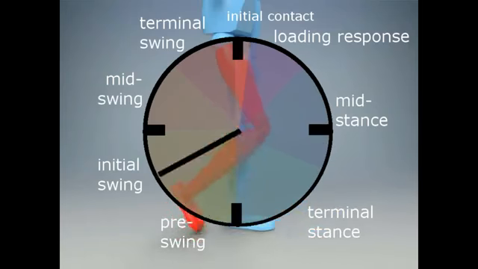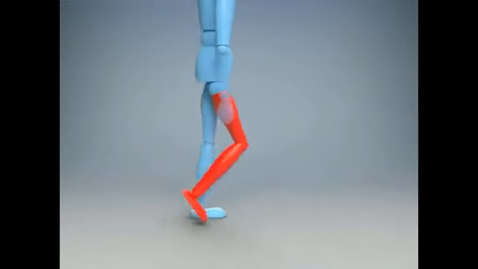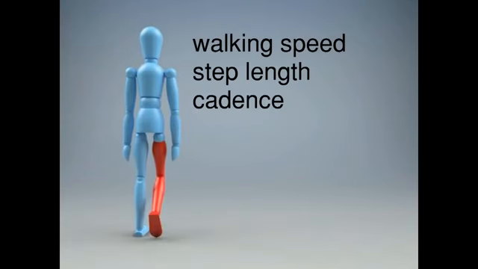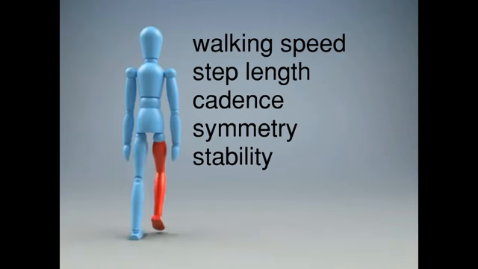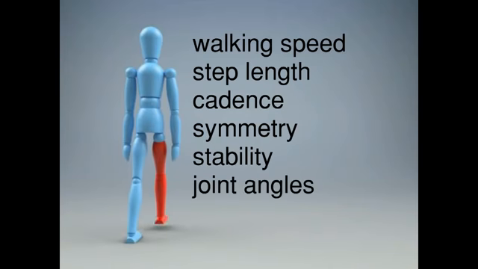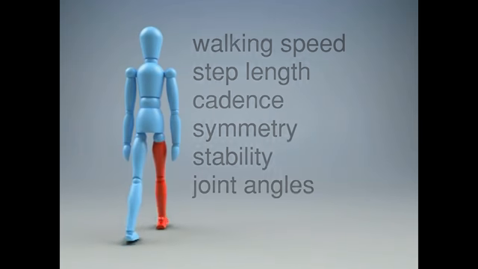By analysing the gait cycle, we can measure things like walking speed, step length, cadence, symmetry, stability, and the angles at the hip, knee, and ankle joints. These are all helpful indicators that our patient is healthy and functioning well physiologically.